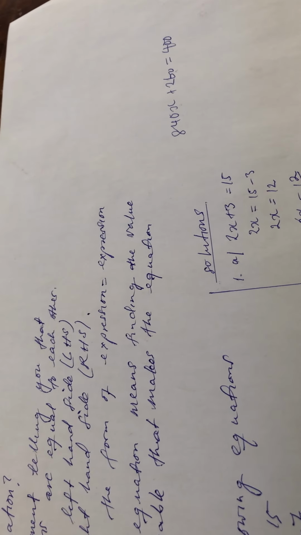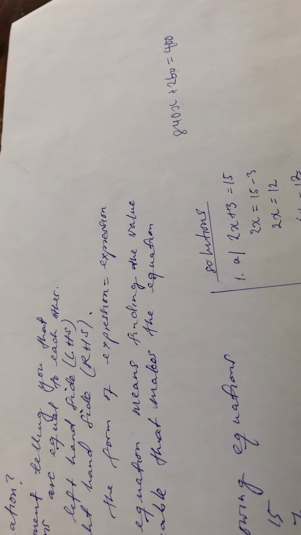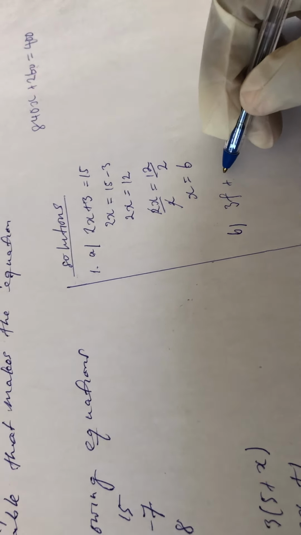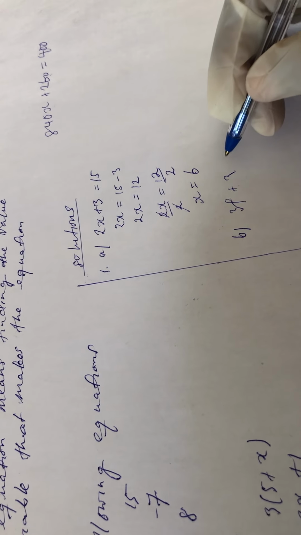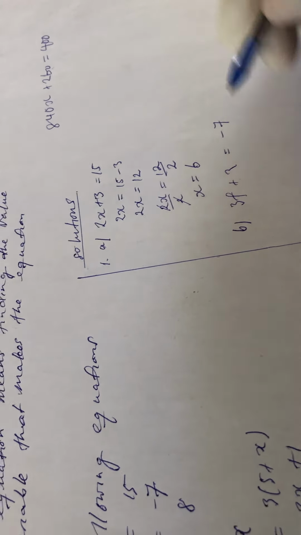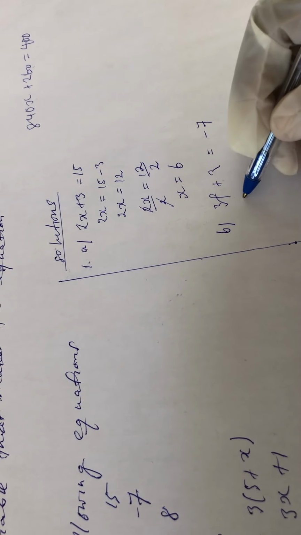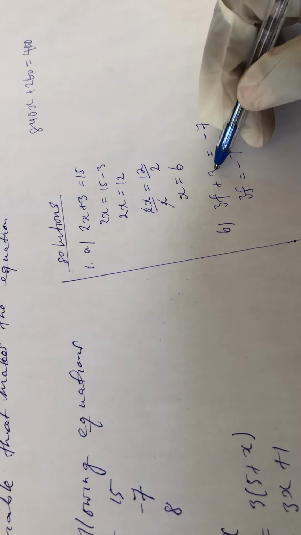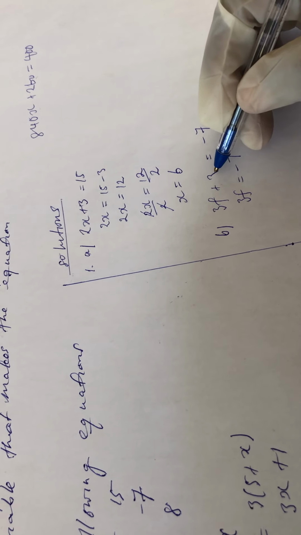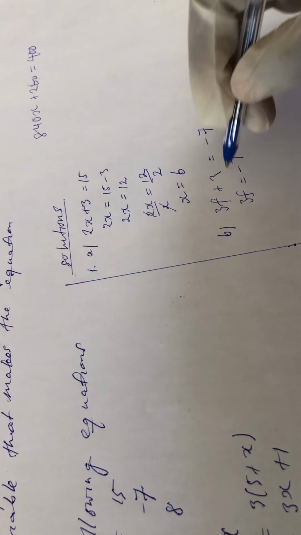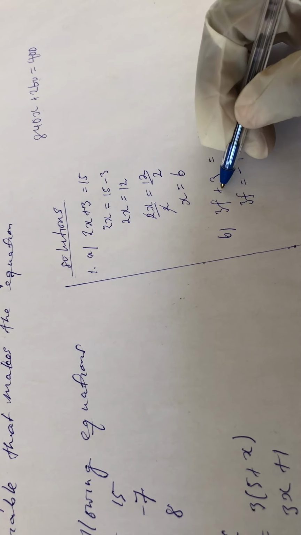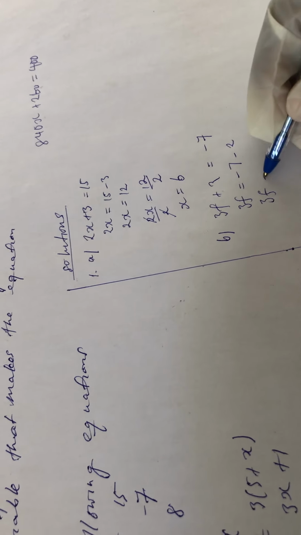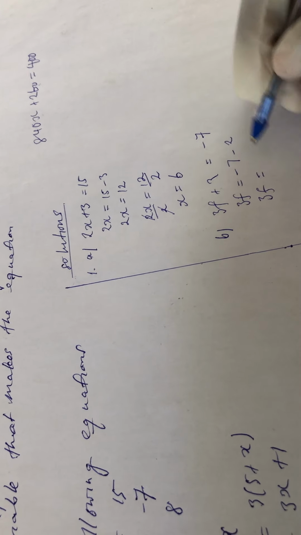Like for B, 3f plus 2 is equal to minus 7. Now, in this case again, you have 3f, collect the like terms, is equal to minus 7. Since this 2 does not have a letter, it doesn't have a variable, it goes to the right-hand side of the equation. It was positive 2 here, so when it goes to the other side, it becomes negative 2. So 3f is equal to negative 7 minus 2, which is negative 9.